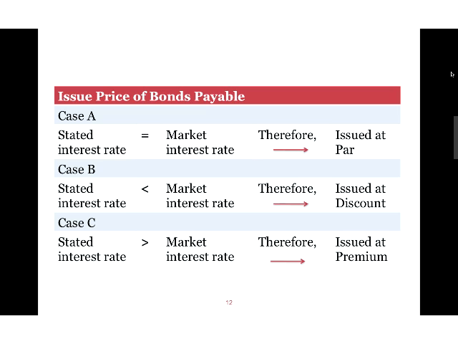And then case C, our stated interest rate is greater than our market rate. Let's say our stated rate is 6%, but the market's only paying 2%. So we're paying way more than we need to.